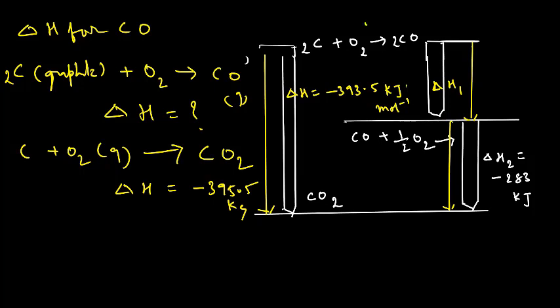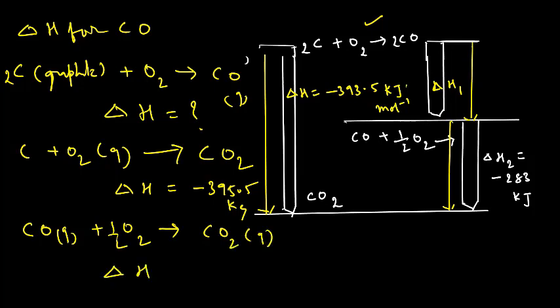Now, already we conducted the reaction between graphite and oxygen and of course we get carbon monoxide. And you know that carbon monoxide further undergoes combustion to form carbon dioxide. So this is carbon dioxide gas. Here, let us say this is delta H2, which is equal to minus 283.0 kilojoule.